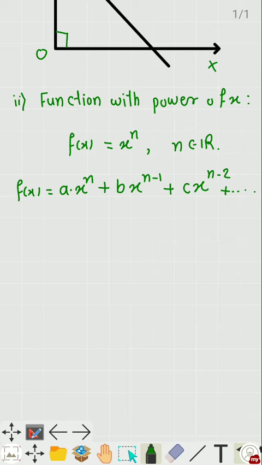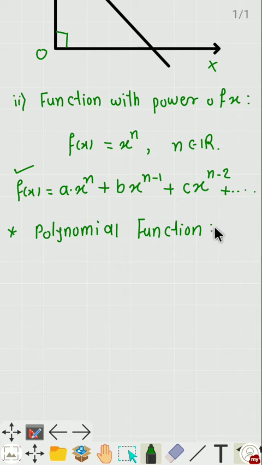When all the powers of x are non-negative, it is called a polynomial function. So these are the powers of x, and if they are non-negative, then this function is called a polynomial function. Just note it: polynomial function when all powers are non-negative.